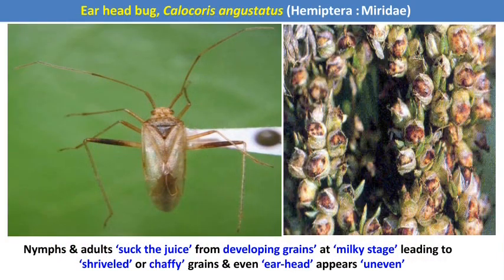Then there is the earhead bug. The name itself indicates that it is a bug, a sucking pest, and it affects the earheads of the sorghum crop. Since it is a sucking pest, the nymphs and adults are the damaging stages, and both suck the juice from the developing grains at the milky stage, leading to chaffy grains, and even the earhead appears uneven. This is the major symptom or damage produced by the earhead bug.